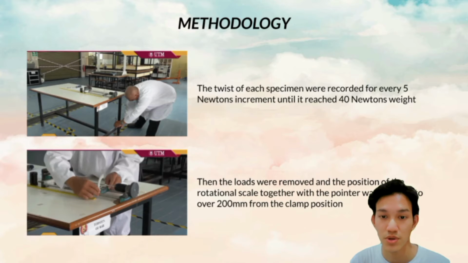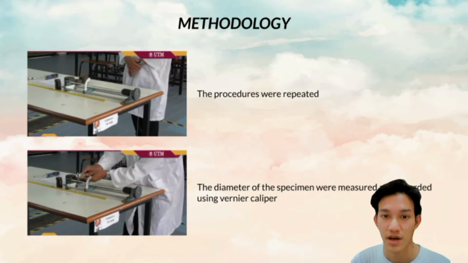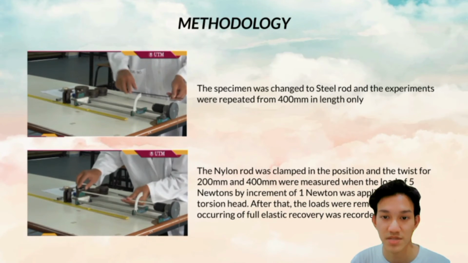And then, the load was removed and the position of the rotational scale together with the pointer was changed to 200 mm from the clamp position. After that, the procedures were repeated. The diameter of the specimen was measured and recorded using a vernier caliper. The specimen was changed to a steel rod and the experiments were repeated from 400 mm in length only.